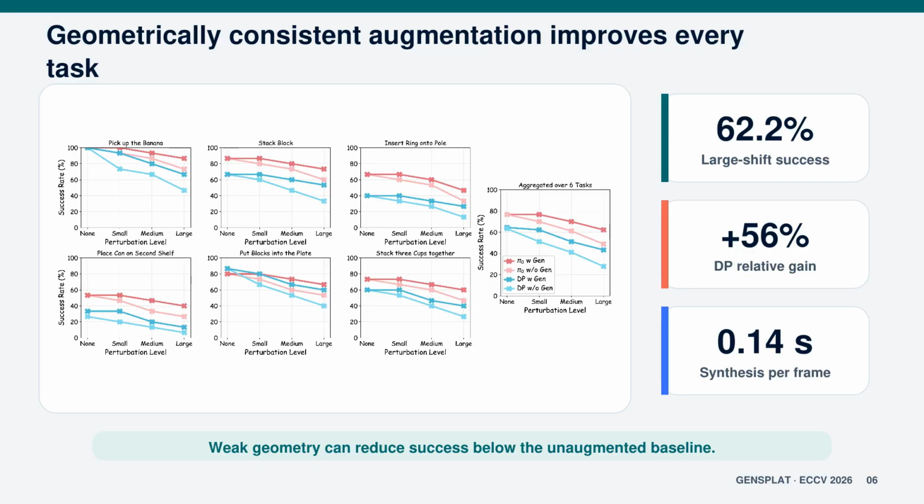The benefit is even more pronounced for diffusion policy under large shifts. Success increases from 27.78 to 43.33%, a 56% relative gain. Importantly, some apparently plausible augmentation methods hurt the policy. Vista and no-PO-splat fall below the unaugmented baseline, showing that low-quality view synthesis acts as label-preserving visual corruption only in name. In practice, incorrect geometry contaminates the observation to action mapping.